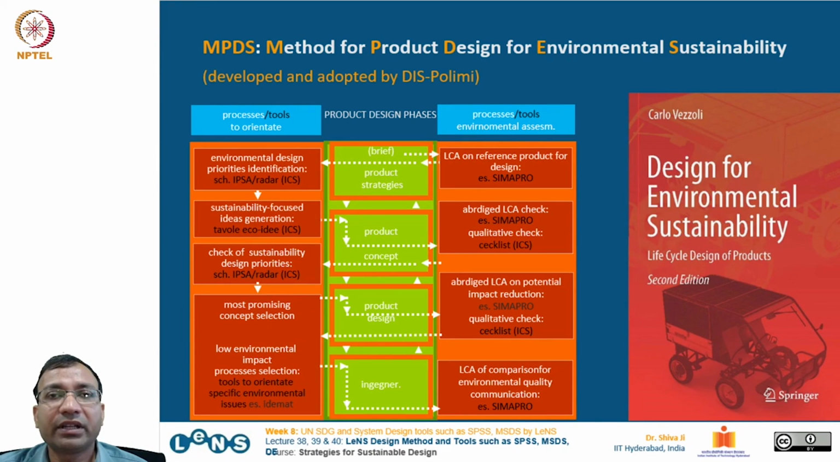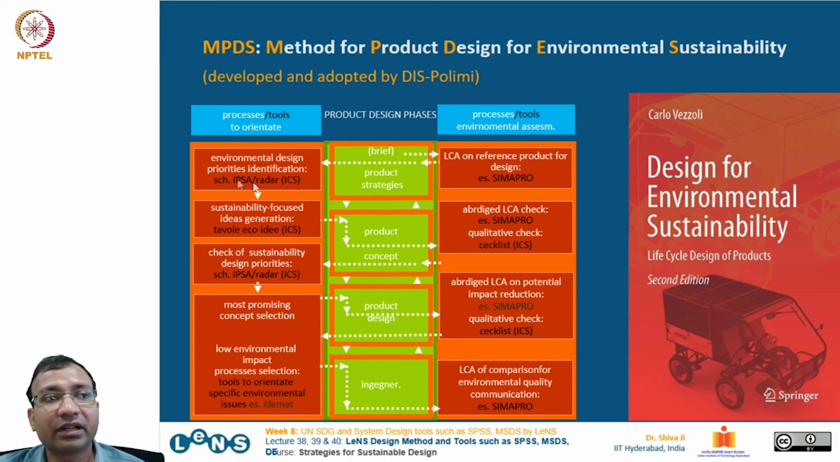This diagram gives us a flow diagram of how to take a product design through phases. You can see the process and tools to orientate are given in the left column, and process tools on environmental assessment are given in the right column, and how the exchange takes place in between. It starts from the product strategies and the brief. Then it goes on to the LCA of a reference product for design. SimaPro is one of the LCA tools which gives knowledge about conducting the LCA.